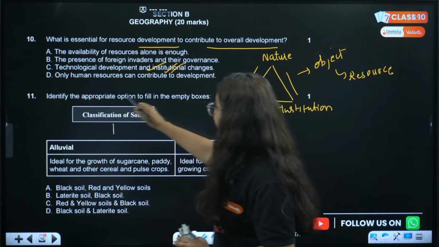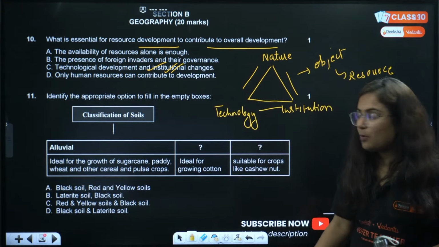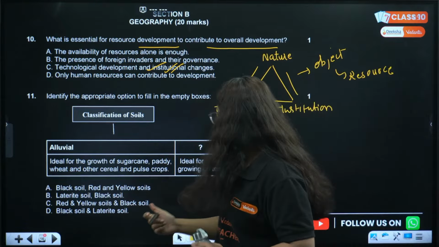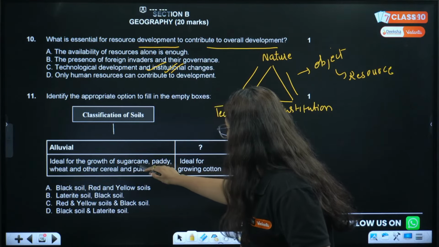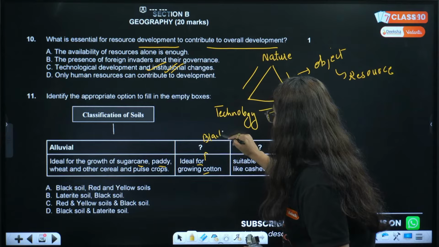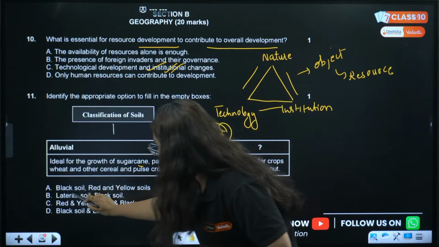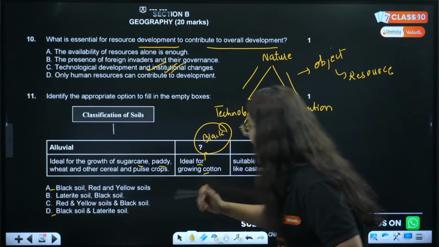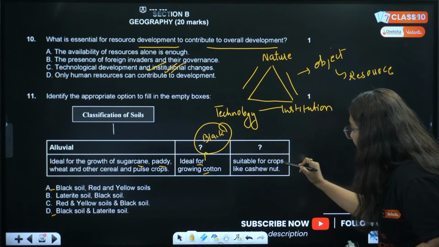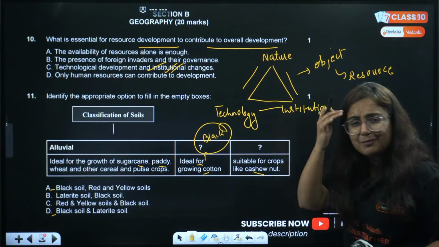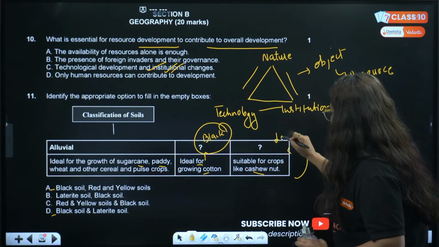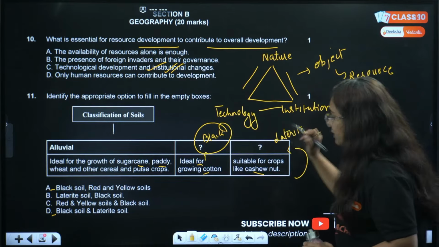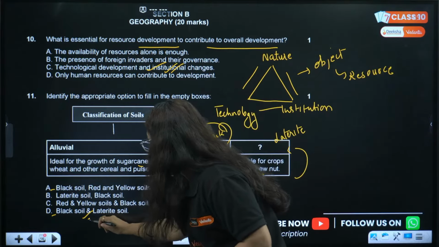Now, identify the appropriate option to fill in the empty boxes. Let's do it fast as you guys are also doing. So, alluvial soil, ideal for the growth of sugarcane, paddy, wheat. Ideal for growing cotton: whenever cotton comes, what do we need to write? Black soil. Option A, option D. We need to figure out the next one. Suitable for crops like cashew nut. Without thinking, it is laterite soil. So yes, option D is very much correct.